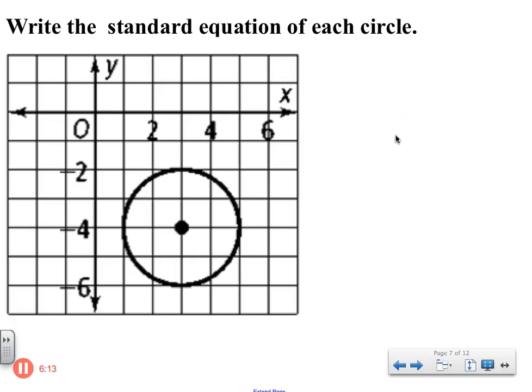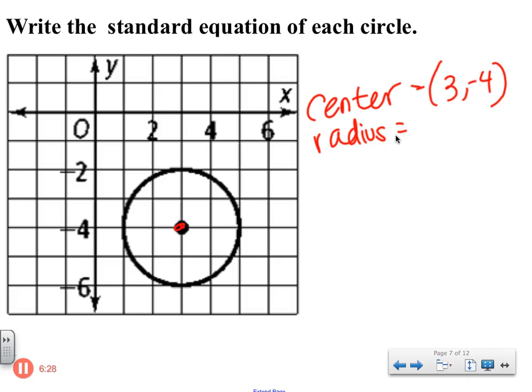So when you write it from a graph, you need two things. You need the center, and then you need the radius. Okay, so here's my center. It's located at 3, -4. And then my radius had a length of 2.